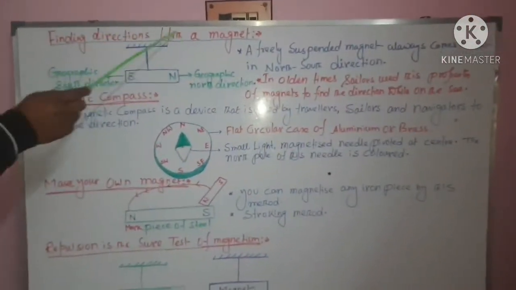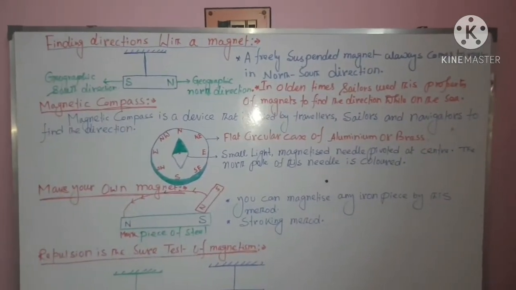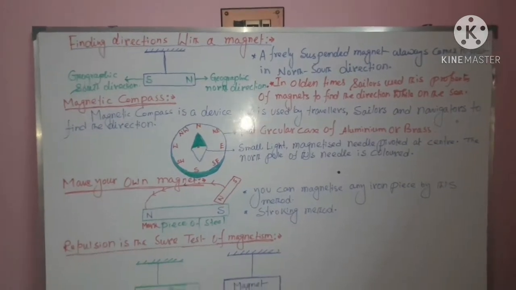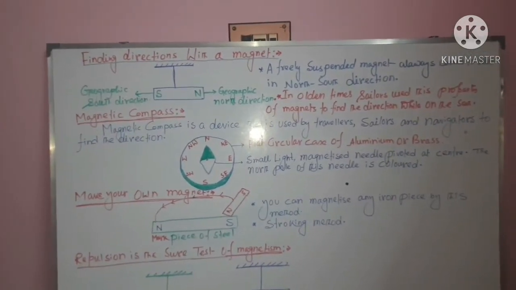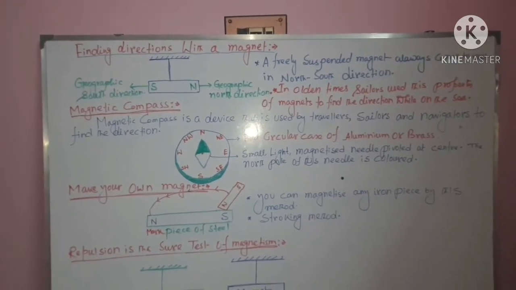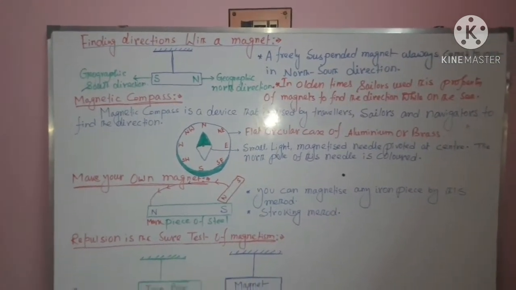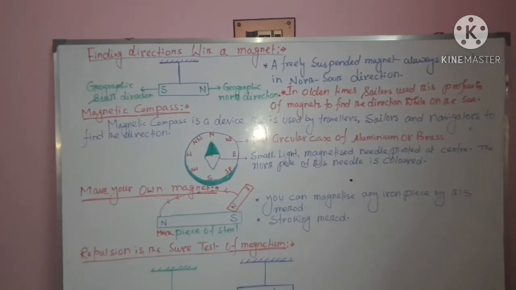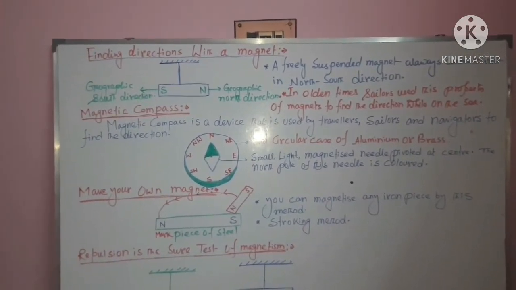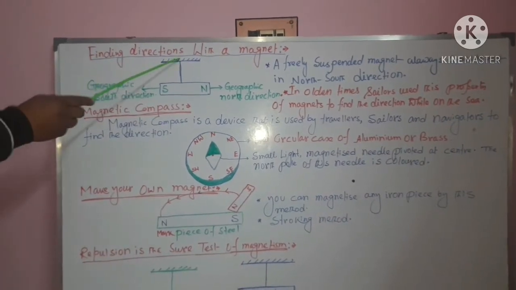Finding direction with a magnet. Whenever you want to determine the direction of an unknown place with the help of a bar magnet whose North Pole and South Pole are known to us, we have to suspend that magnet with the help of a thread from a rigid support.